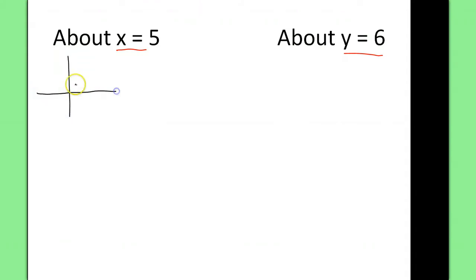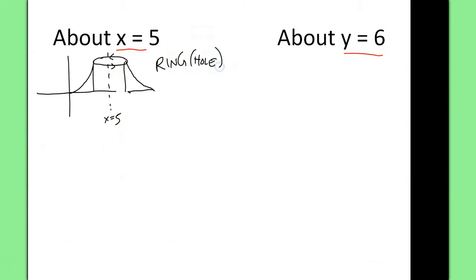Welcome back. So we have our area, and here's my line, which is x equals 5. And as I rotate this around here, I'm going to get this hole in the middle. So I'm going to have a ring because I have a hole. I'm going to have an outer radius. I'm going to have an inner radius.